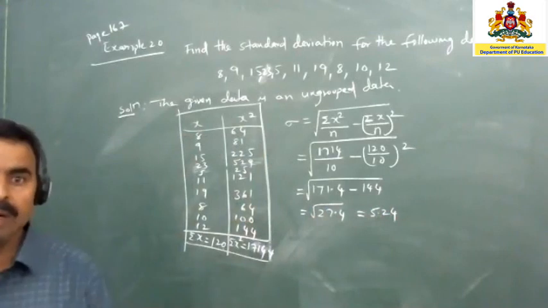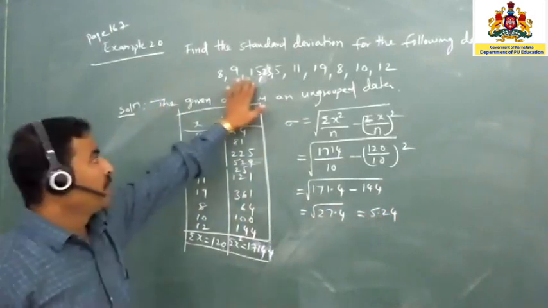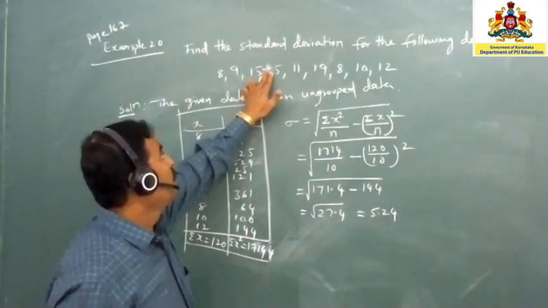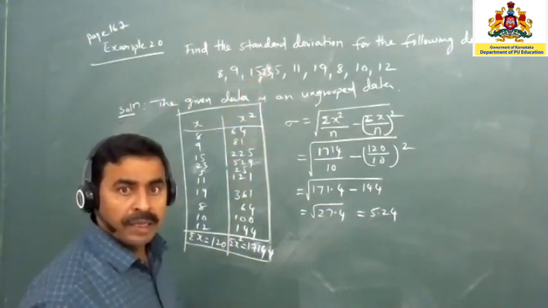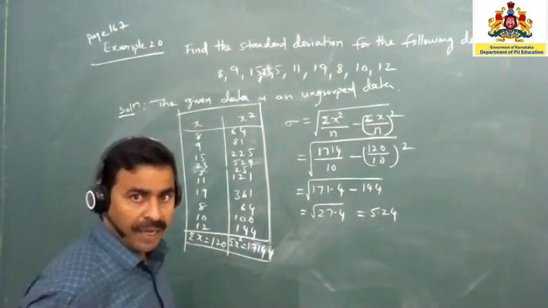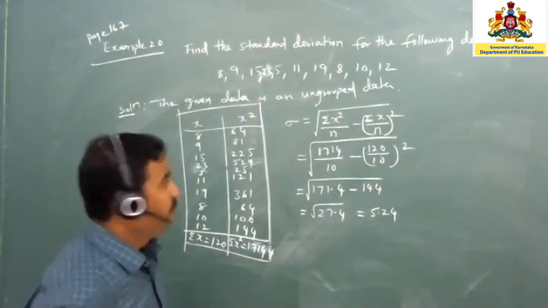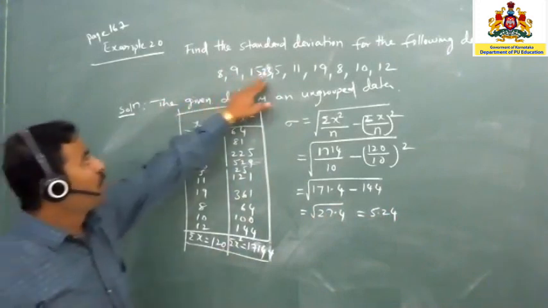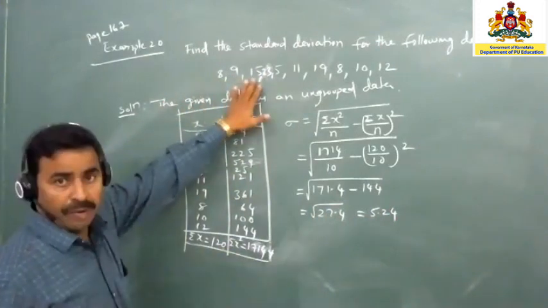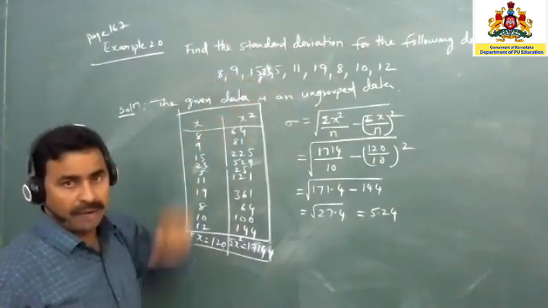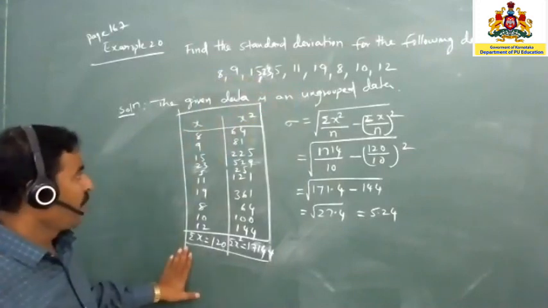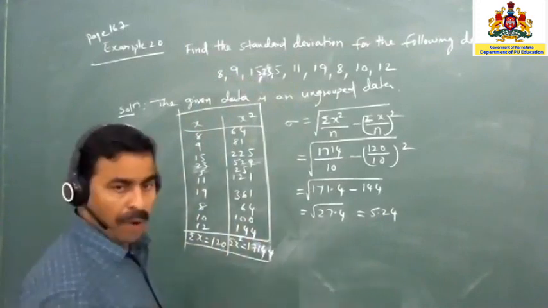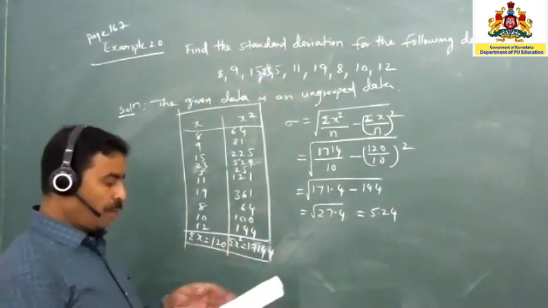If it is ungrouped data, the data will be given like this with commas. 23 is the fourth observation. First I missed it, then I wrote the value. Totally 10 values. It is the standard deviation, 5.24 for an ungrouped data.